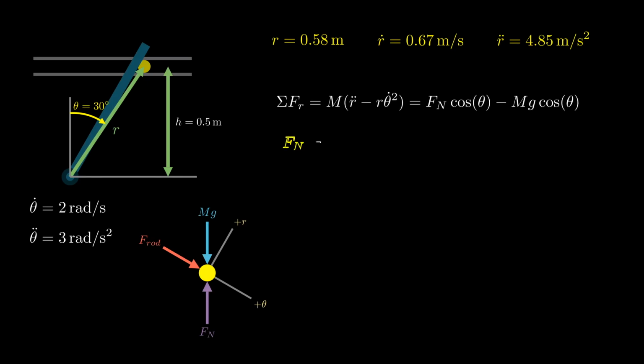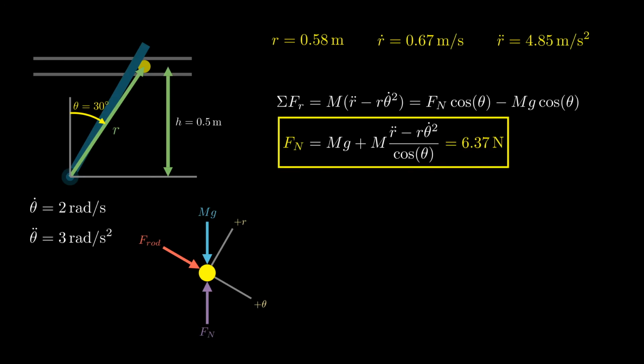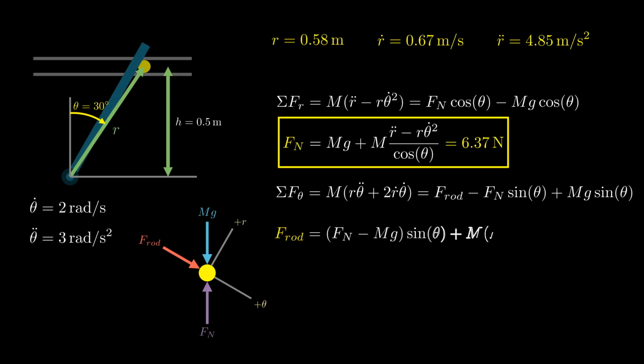Let's write the sum of forces in the r direction and substitute in the expanded expression for radial acceleration. We can isolate for F sub n, which is the normal force from the slot, and find that it's 6.37 newtons. We can also sum up the forces in the theta direction and substitute in the expression for angular acceleration. Isolating for the normal force from the rod lets us find that the force is 2.93 newtons.